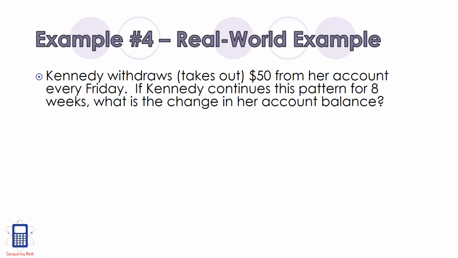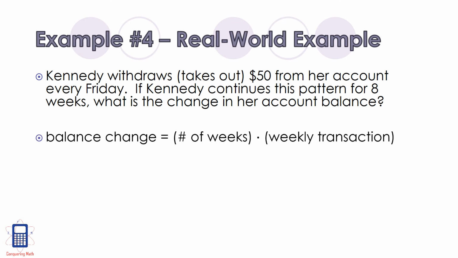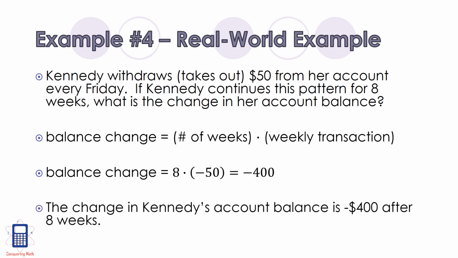So let's start by writing out what we're looking for here. We want to know the change in account balance, and that's going to equal the number of weeks times the weekly transaction. In this case, we have 8 weeks, and we have negative $50 a week because she's withdrawing that money. So we have the balance change equals 8 times negative 50. The signs don't match, so the answer will be negative, and 8 times 50 is 400, so the answer is negative 400. So we could say that the change in Kennedy's account balance is negative $400 after 8 weeks.